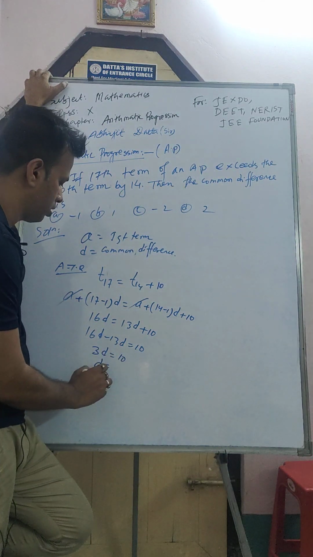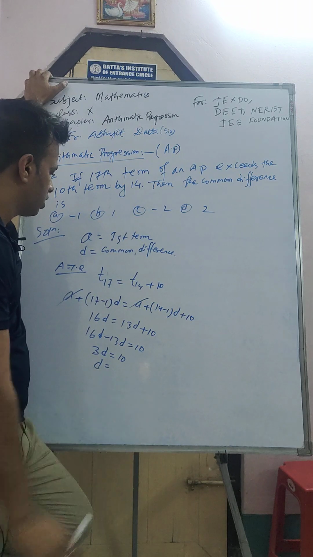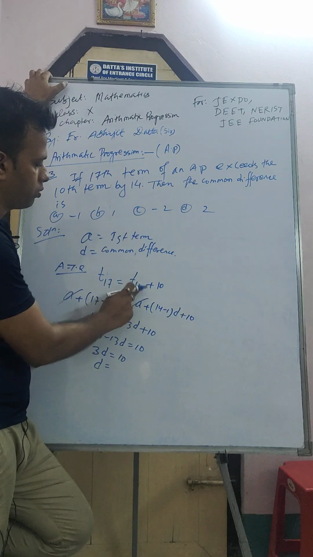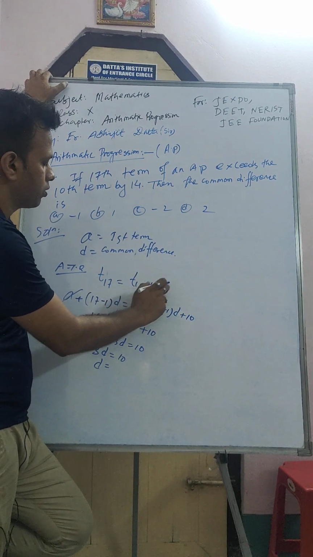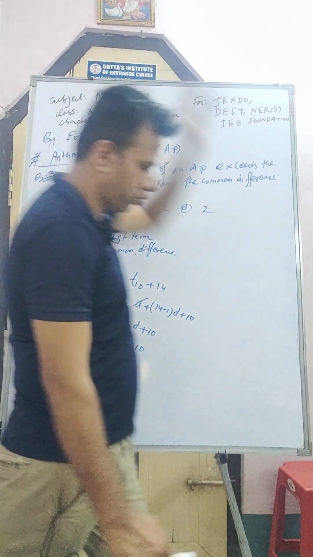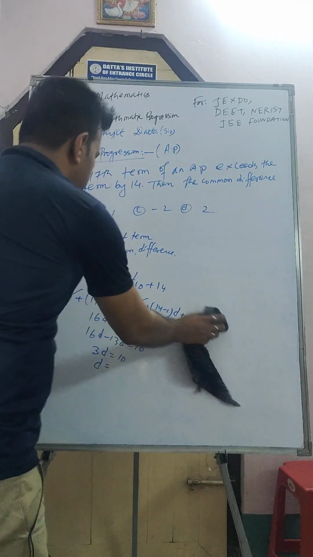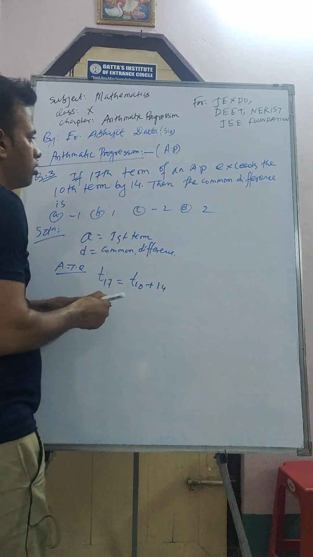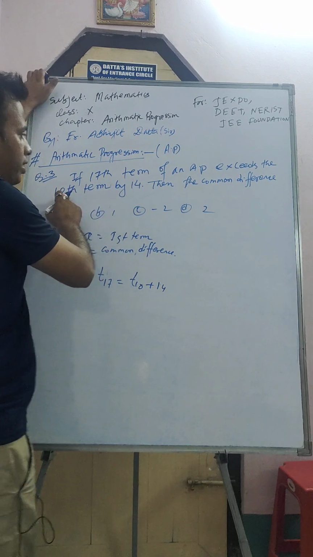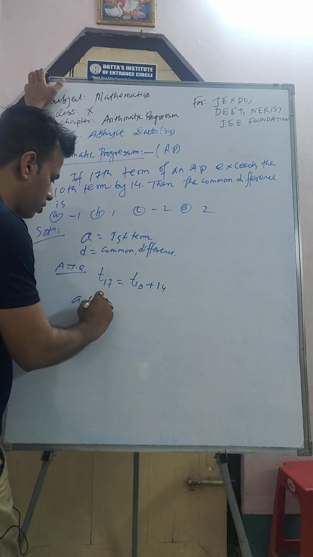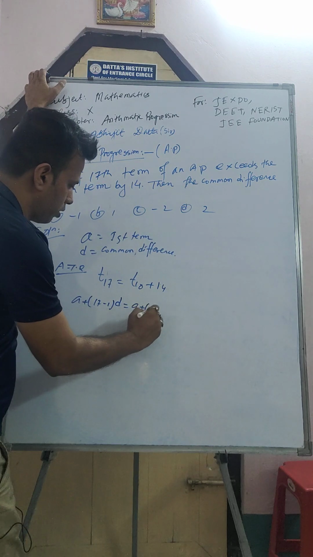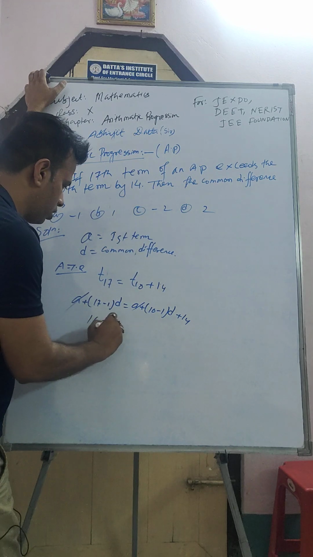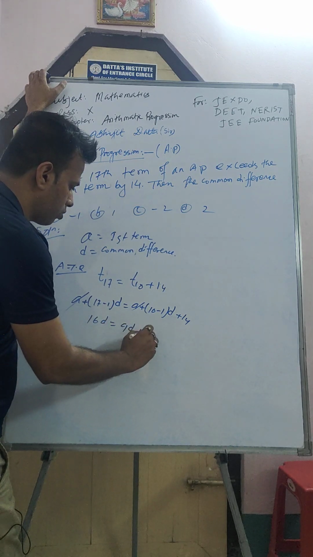Then D will be what? Is there any mistake I am doing here? Oh, it will be the 10th term, by 14. The question is given that the 17th term exceeds the 10th term by 14. So it will be A plus 17 minus 1 into D equals A plus 10 minus 1 into D plus 14. A will be cancelled out, it will be 16D equal to 9D plus 14.